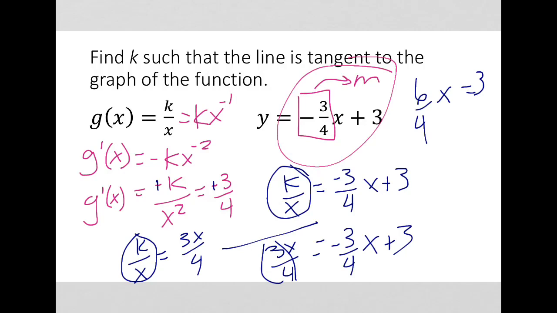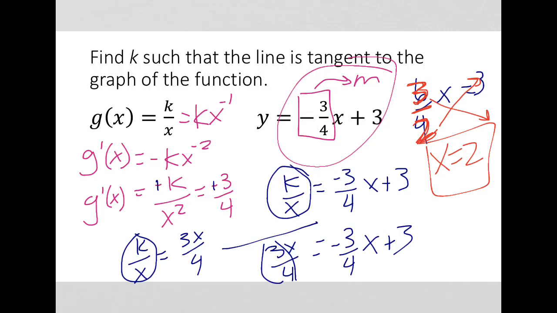Let's do that instead, because what I'm saying is 6 over 4 is the same as 3 over 2. I'm repeating myself. Now, let's see what we can do. We're going to divide by 3 and multiply by 2. 3 over 3 is 1, so I get x equals 2.